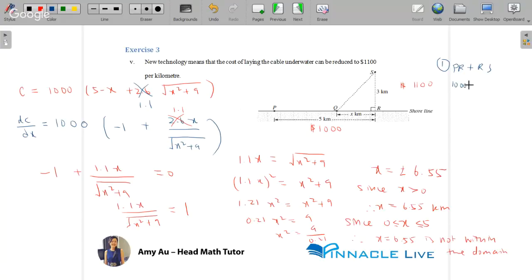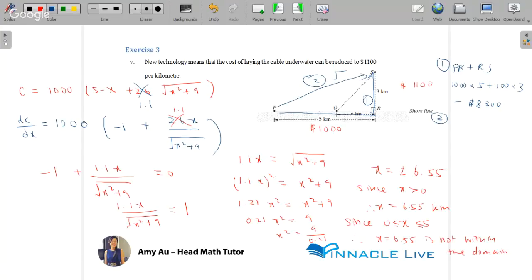Just 1,000 times 5, and then 1,100 times 3. So let's see what that gives us. That should give us 8,300. Second case. So that was the first case, like that, and then like that. Second case, straight, directly there.